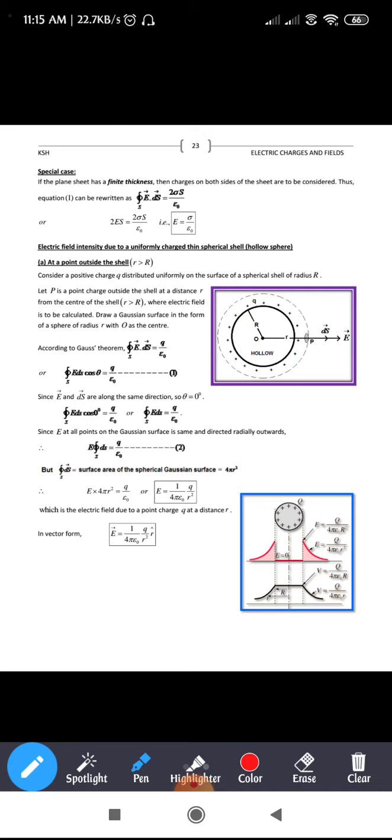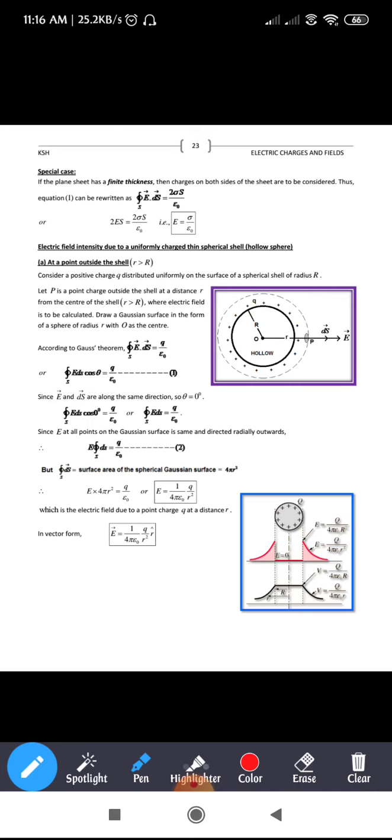As I said in the last class itself, this derivation, the first case we are discussing, will be asked for 5 marks. I think we even discussed this derivation in the last class, so let us have a look once. First of all, we took a spherical shell having a radius of capital R. The charges have been placed on the surface of the spherical shell. Next we need to calculate the electric field outside the spherical shell.